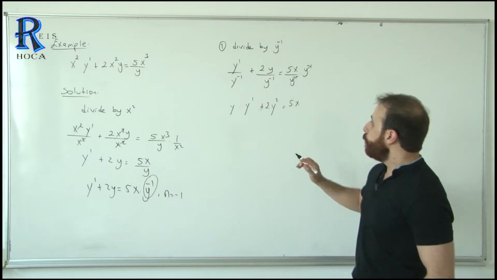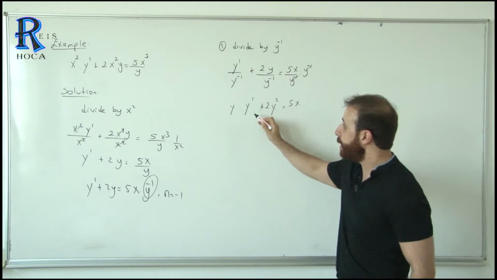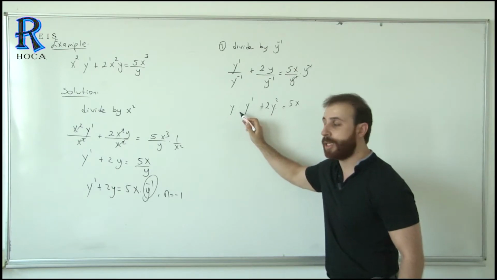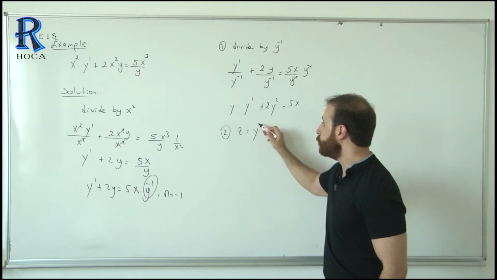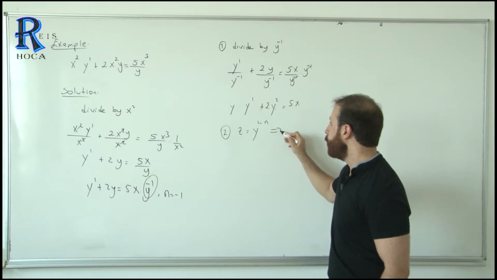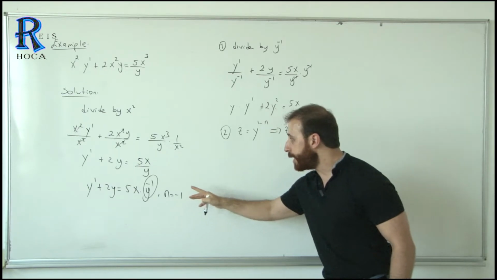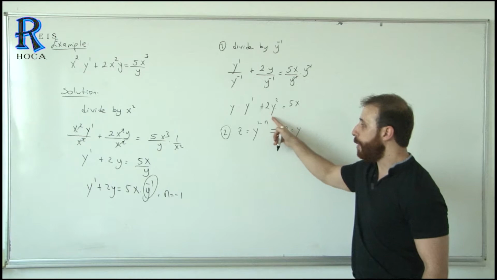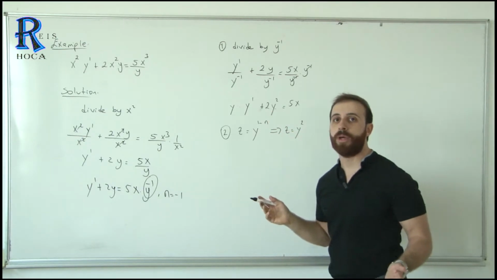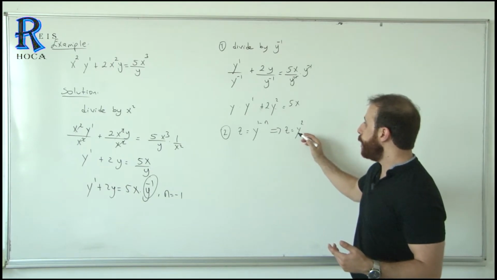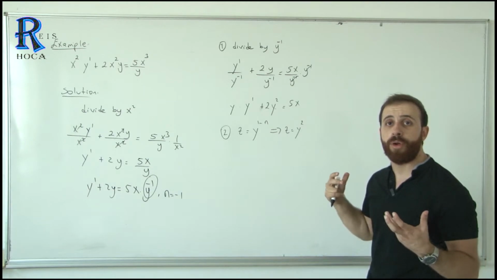So here what we know is that after substitution, this part must give us z, and this part must give us z prime. So what is the substitution? The substitution was z equals y to the power of 1 minus n. So z equals y to the power of, what is n? n is minus 1. 1 minus minus 1 will be plus 1. 1 plus 1 equals 2. z equals y squared, exactly, it gives us z. So we made everything correct until here.